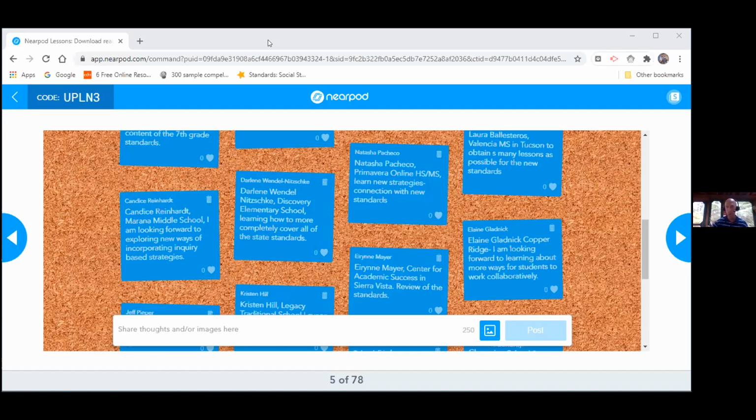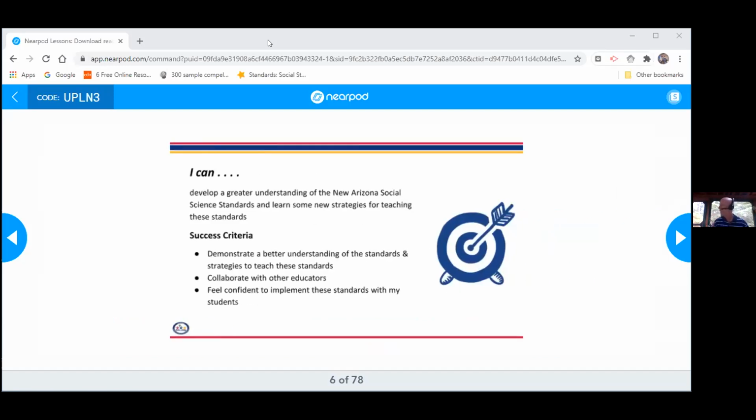Okay, so we're going to go on to our next slide. And here's our learning target. I'll let you guys read our learning target for today. Give a little time, and then I'm going to read the success criteria for you. So a lot of you guys were asking for these things, and this is our intended outcome for you. Nice. Okay, so our success.